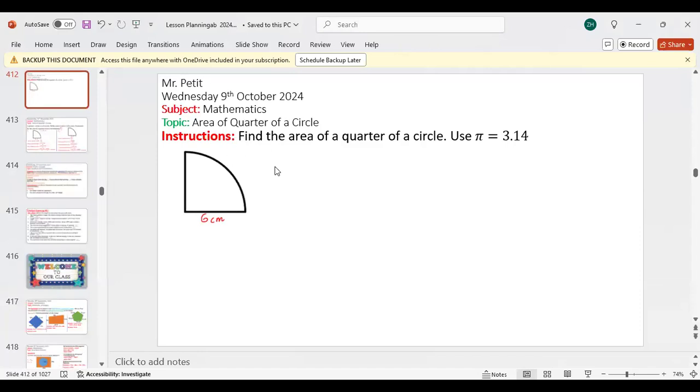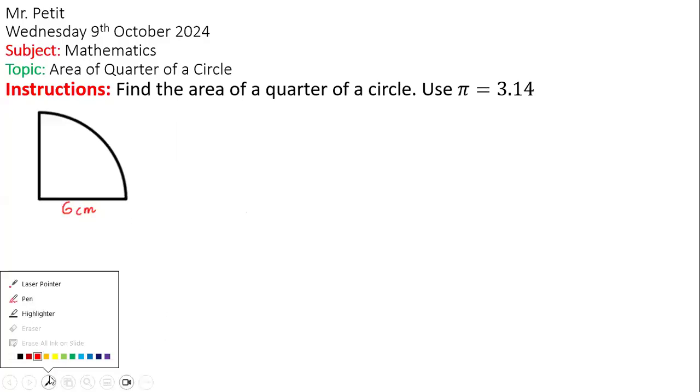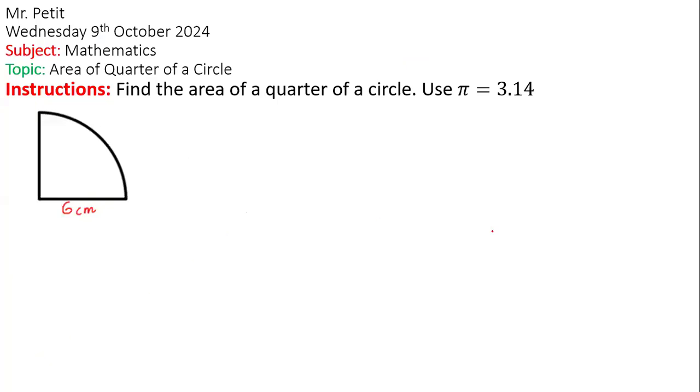If this is 6 centimeters, in order to find the radius, I must half it, right? Do you think I must half this in order to find the radius? No, sir, it's already half. Who thinks the radius is 6 or the radius is 3? The radius is 6, that's only a quarter.